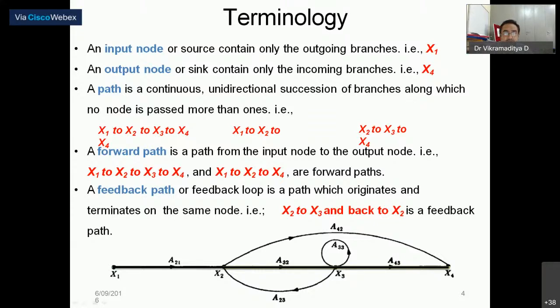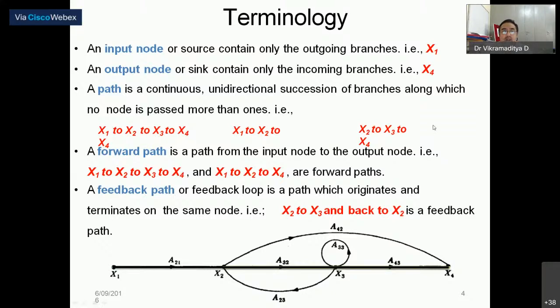It is not that from x1 you are directly jumping to x4 and saying it is also a path. No, jumping is not allowed. It should be in succession. This branch, like this branch, and like this. So this can be a path.